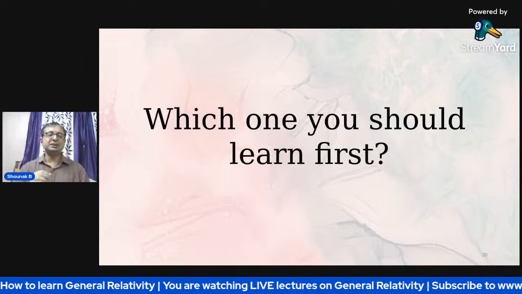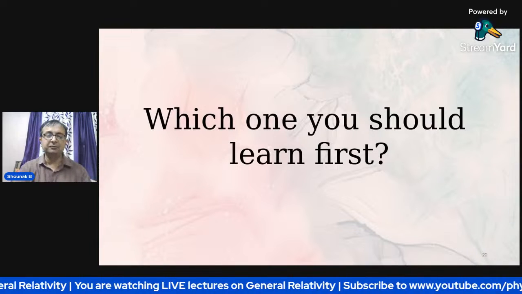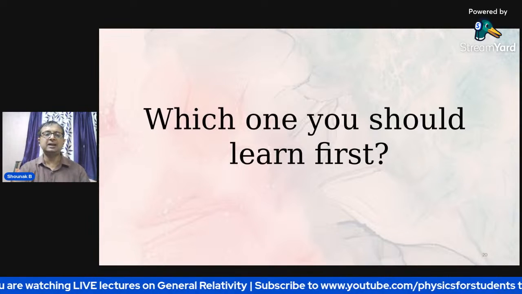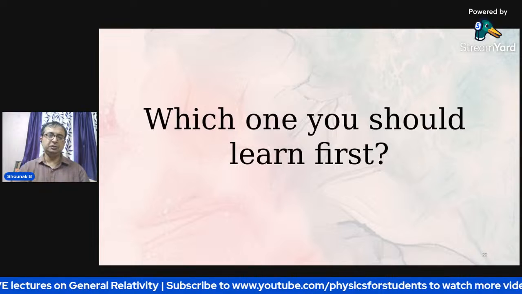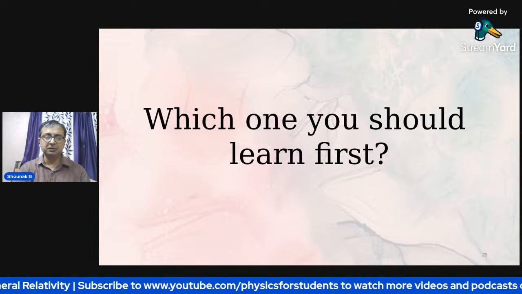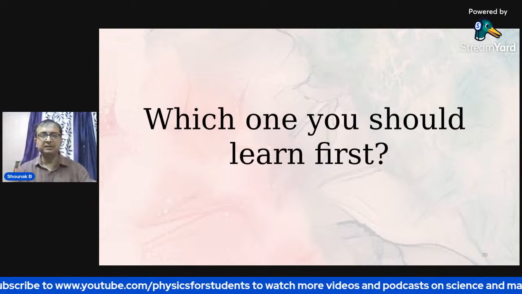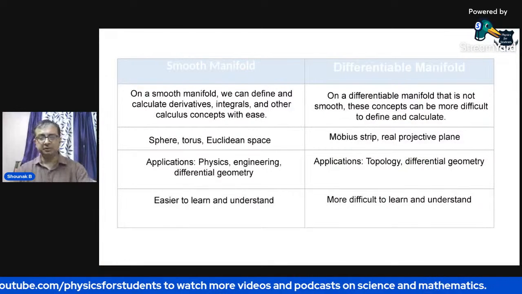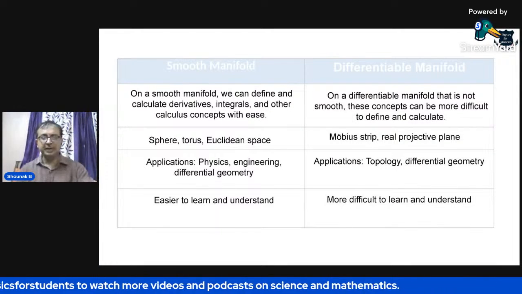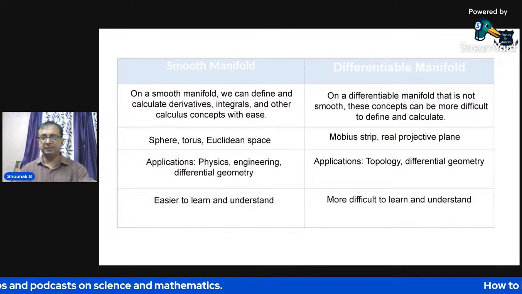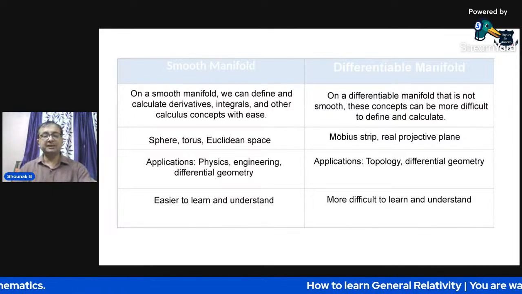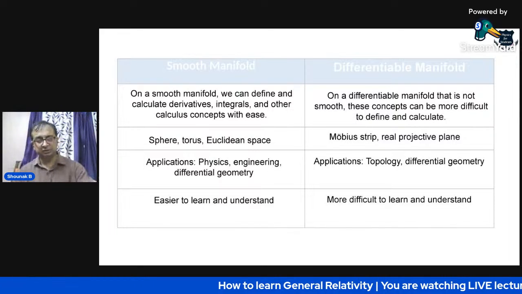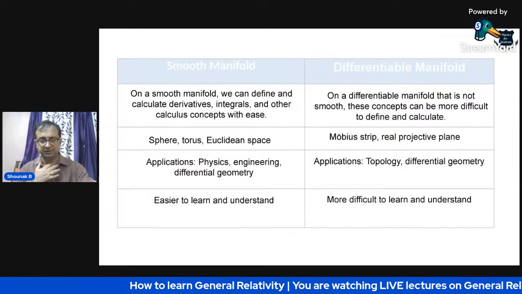Now, if I, as a teacher, tell you to learn this, I should not do that, because you become biased. But here are a few points which will make things clear to you, and you can decide. On a smooth manifold, the concepts of calculus are much easier. On a differentiable manifold that is not smooth, these concepts become more difficult. Smooth manifolds are sphere, torus, Euclidean space. Differentiable is Mobius strip, etc.